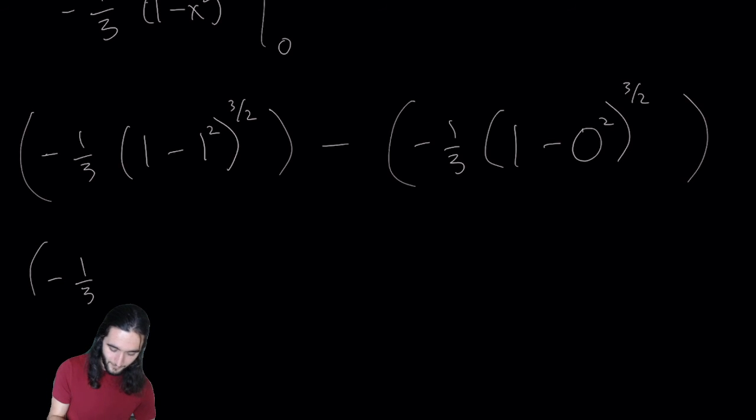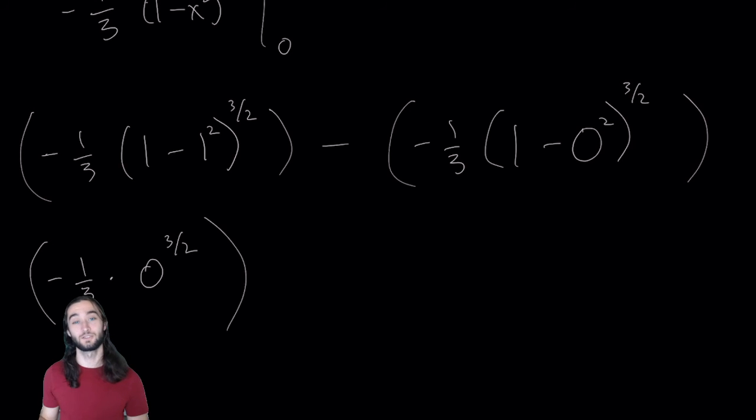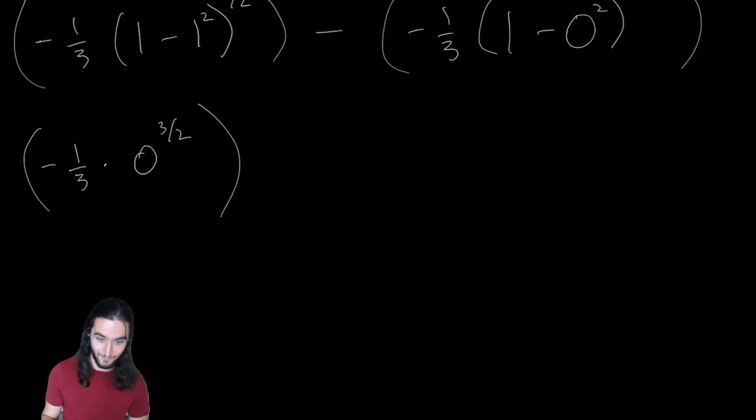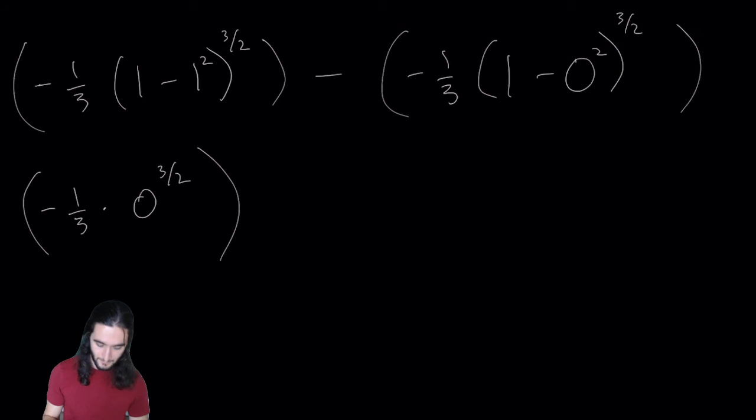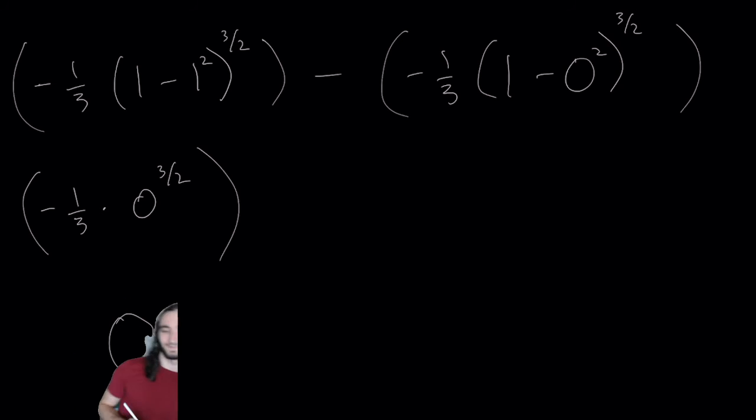This is negative 1/3 times, well, 1 squared is 1, and then 1 minus 1 is 0. So this is just times 0 to the 3/2. 0 to the 3/2 is 0. And then 0 times anything is 0. So this first term is, in fact, 0. Okay?